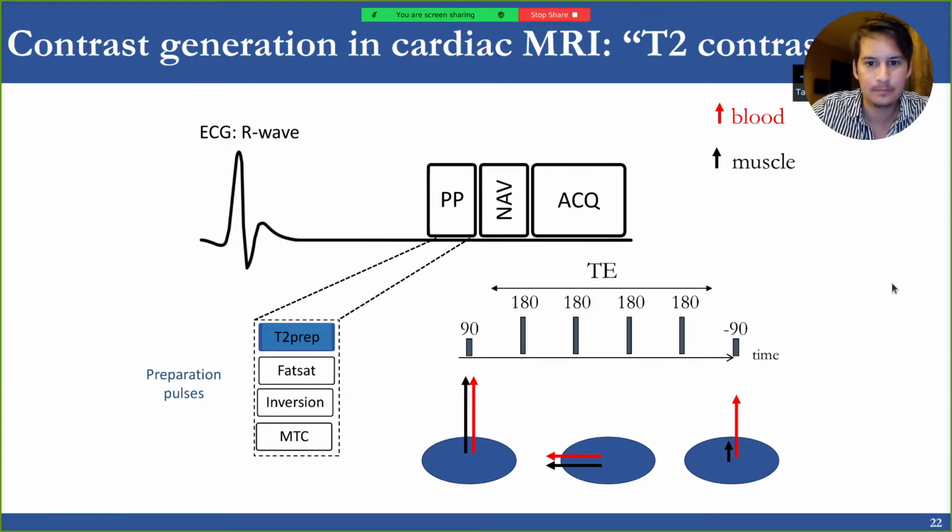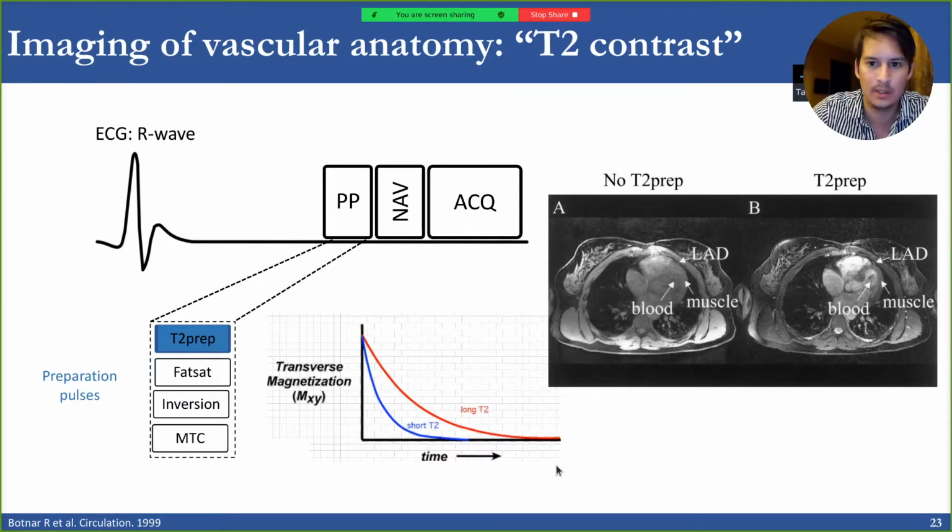So the T2 preparation pre-pulse is basically something like this. You have a 90-degree pulse, a few 180-degree pulses, and then a minus 90-degree pulse. And what you obtain is that you can increase the contrast between some tissues. Usually this is done to increase the contrast of the cardiac tissue and blood. And as you can remember, this T2 preparation is based on the T2 of the tissue.